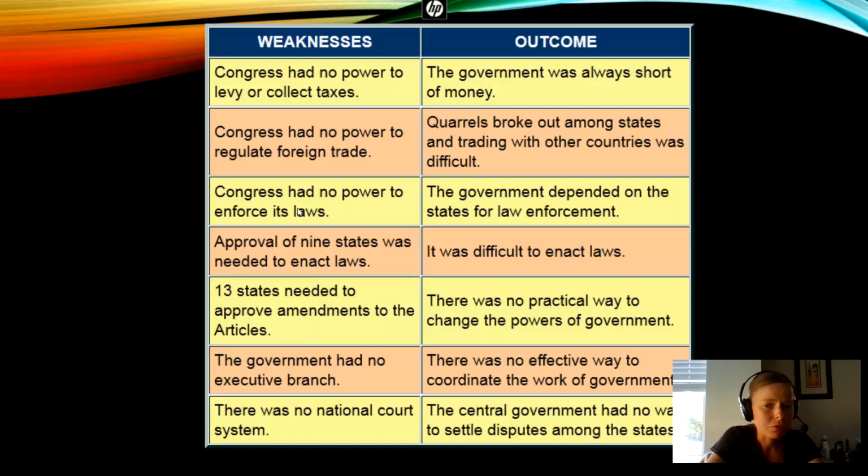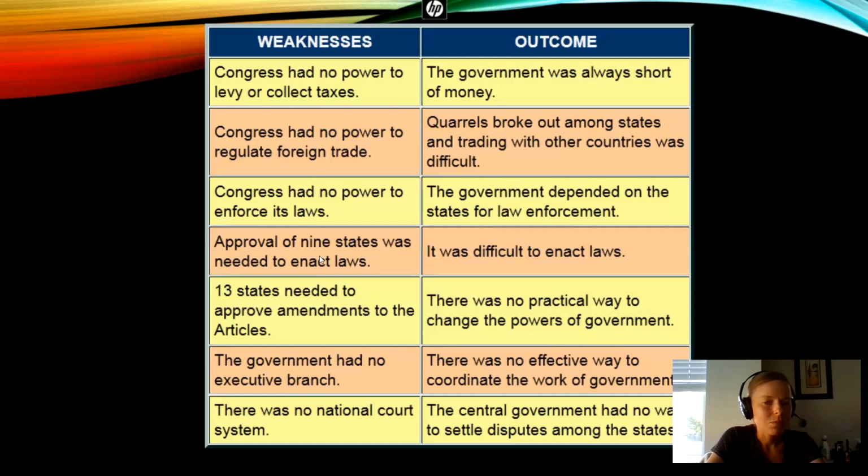Congress had no power to enforce its laws. There's no executive branch. There's no president. There's no executive departments. There's no United States military. So not only do you not have the money to pay for a military, you don't have anybody to lead or order the military because there's no chief executive, no commander in chief.